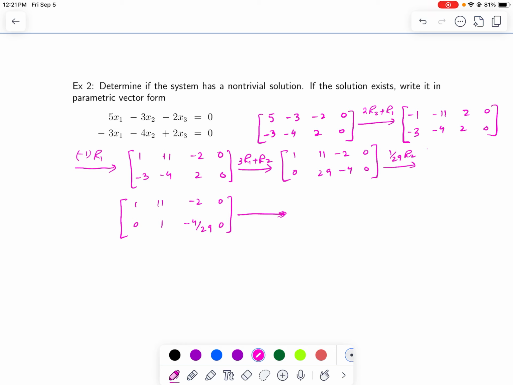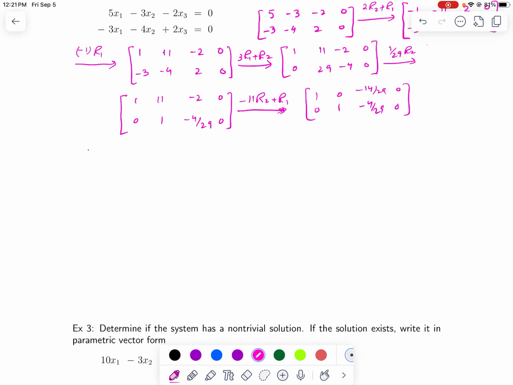the reduced row echelon form. So I can make this 11 a 0. So over here I have -4 over 29. When I do the calculations, I end up getting a -14 over 29. Now I can write the equation. So x1 from the first row, x1 minus 14 over 29 x3 equals 0.